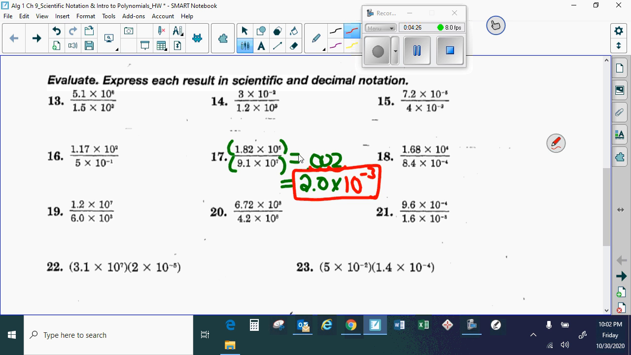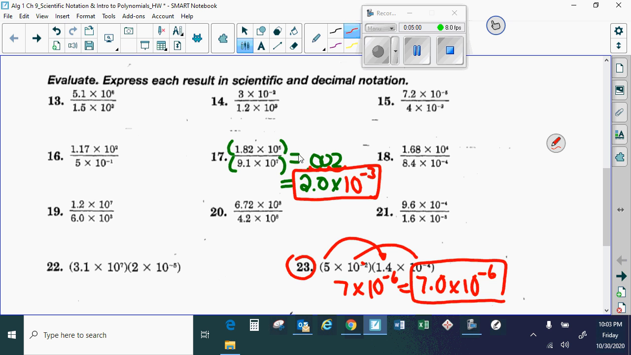Okay, so that's how you would use your calculator to do it, and you can do the same thing down here with your calculator as well. Plug in your calculator. If you use your head, 5 times 1.4 is 7, and then I'd have this times this. Negative 2 and negative 4 is negative 6. 7. Now, usually you're going to put a decimal, just so you know, they want a decimal, 7.0 times 10 to the negative 6. I think in science class, I don't know if they require that 0.0 there. But in math, we like to put that 0.0 there.